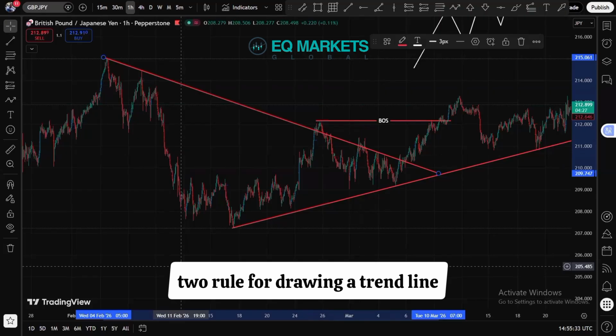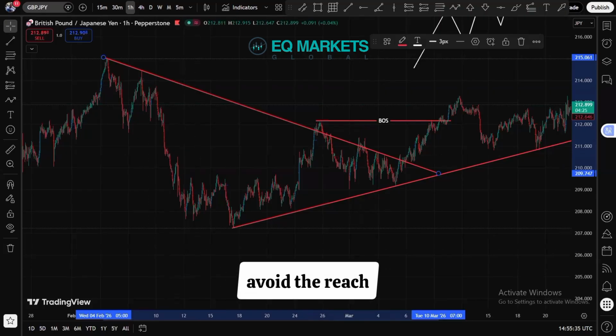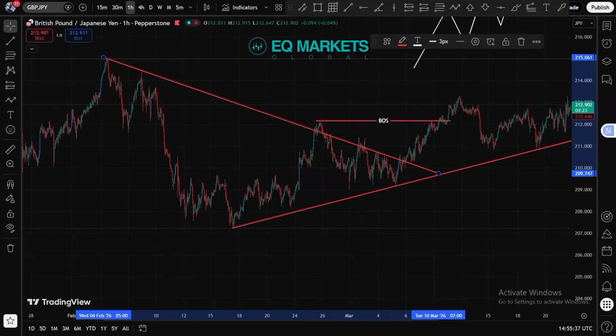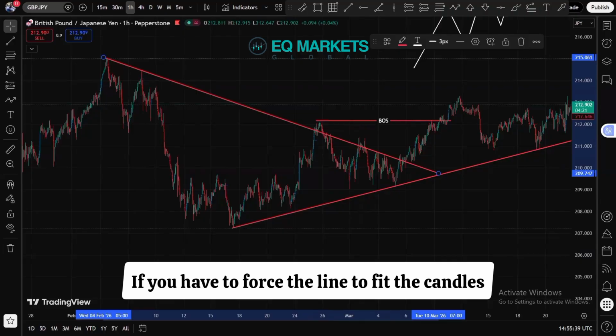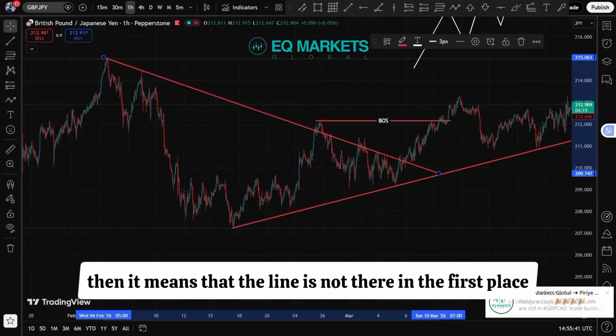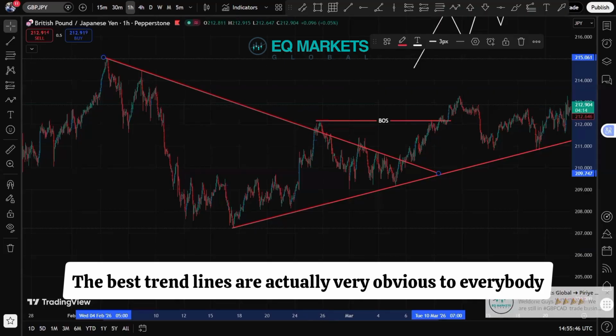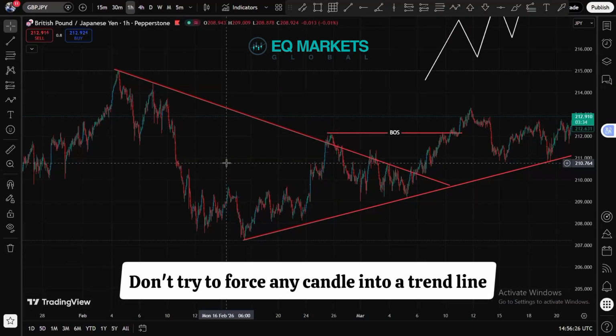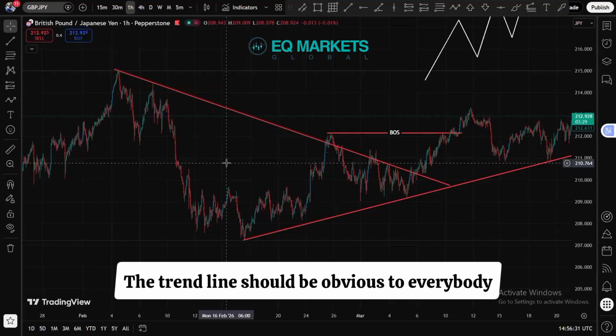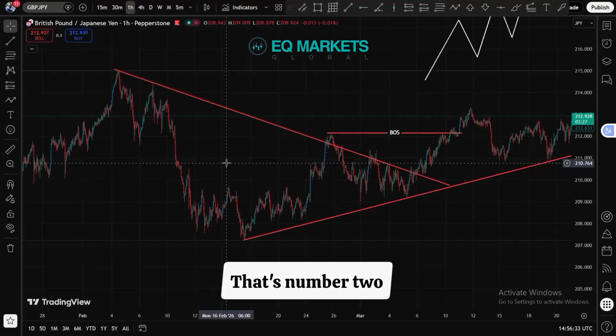Number 2 rule for drawing a trend line: avoid the reach. If you have to force the line to fit the candles, then it means that the line is not there in the first place. The best trend lines are actually very, very obvious to everybody. Don't try to force any candle into a trend line. The trend line should be obvious to everybody. That's the number 2 rule.